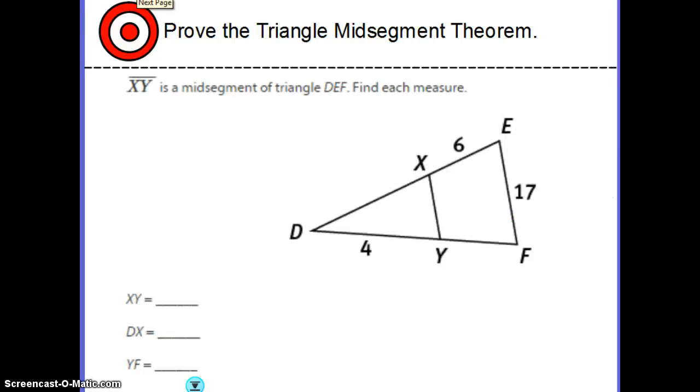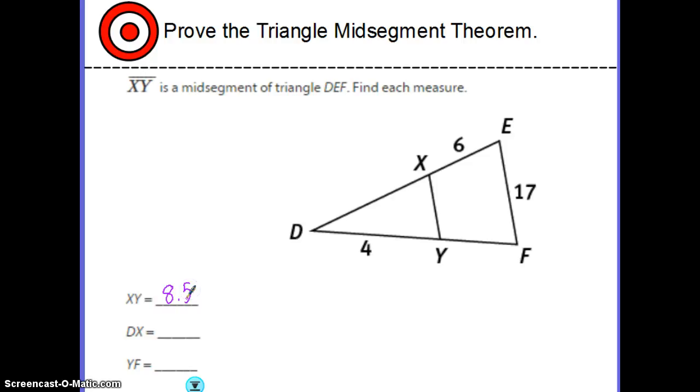Here's another good question. We've got XY is a midsegment of triangle DEF. We want to find each measure. The first one is XY. Well, that one's pretty simple, right? This is EF, it's 17, so half that would have to be XY. So 17 divided by 2 is going to be 8.5.